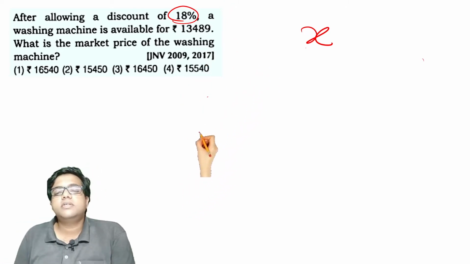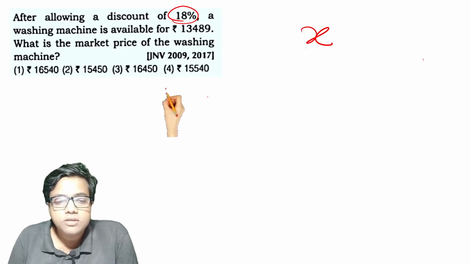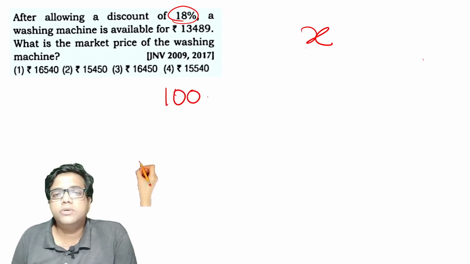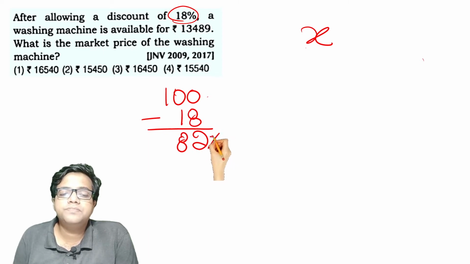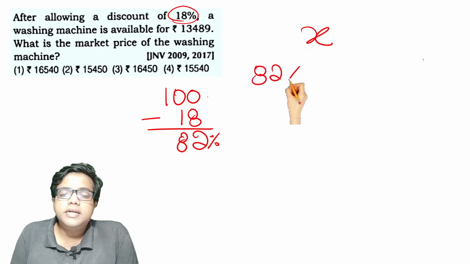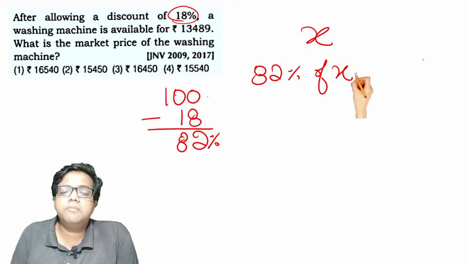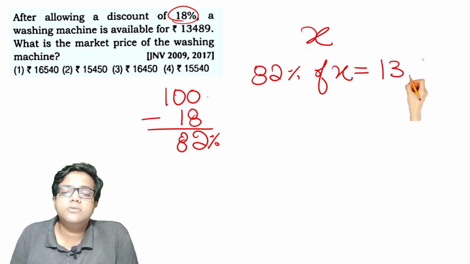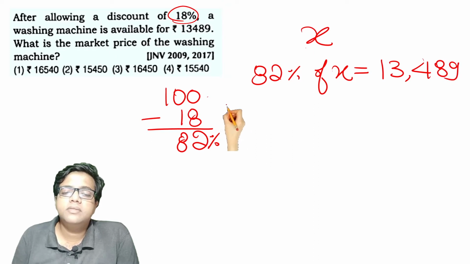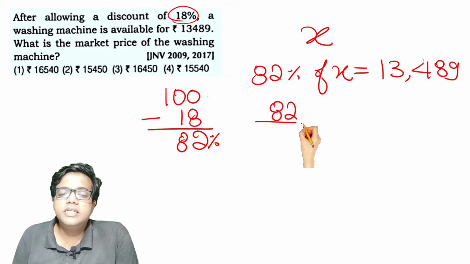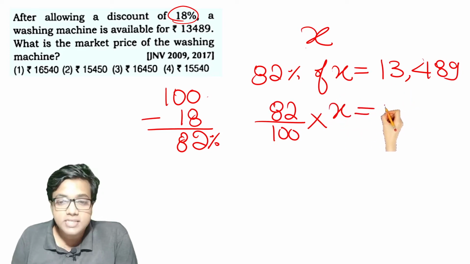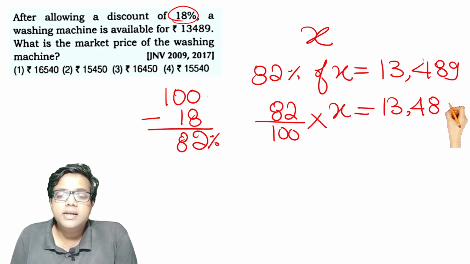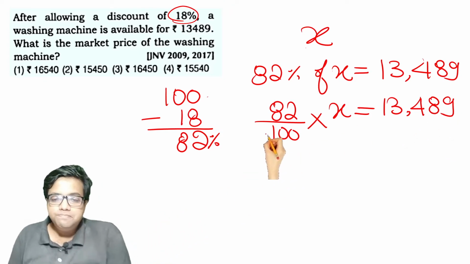After giving 18% discount, what is the left out percentage? The total is 100%, so you take away 18% as a discount. What is the left out percentage here? 82%. So 82% of the original price is equal to 13,489. This also means that 82% is 82 by 100, and of means multiplication, of the original price is equal to 13,489. Understood?